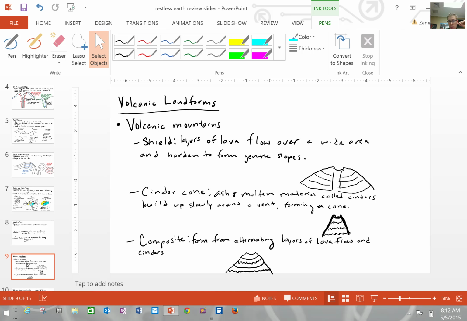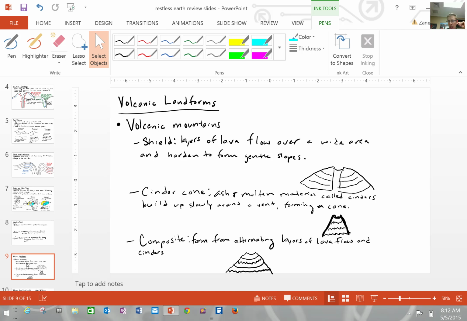Volcanoes aren't always just your typical, sloping mountain with a big hole in the middle. There are actually different kinds of volcanoes, and let's talk about them really fast. So volcanic mountains, there are 3 general types. One is called a shield, one's called a cinder cone, and then we have a composite volcano.